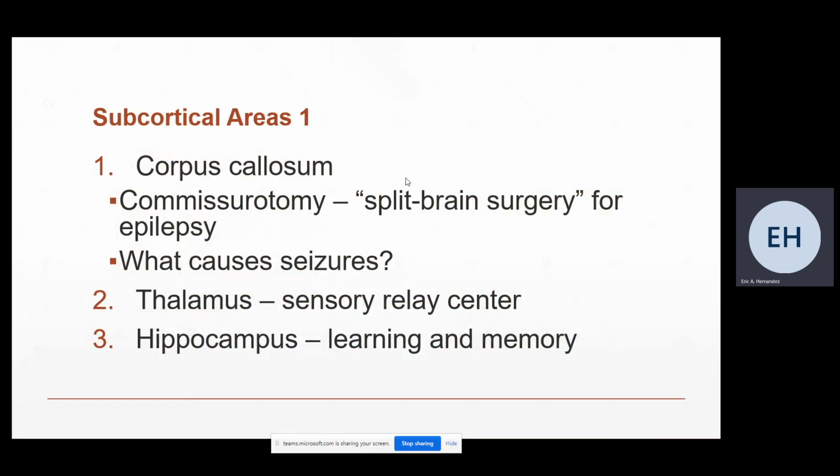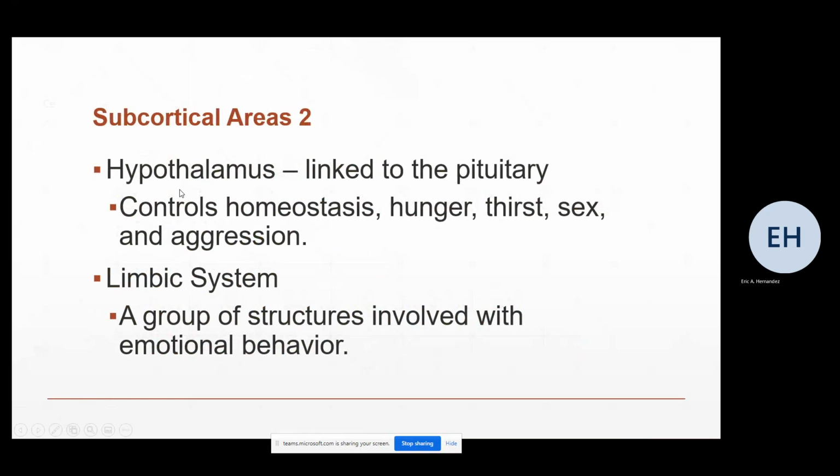Your thalamus is your sensory relay center, so that's kind of what I just want you to be aware of for your thalamus. Your hippocampus is responsible for learning and memory. I remember that because you come to campus to learn, hopefully not just memorize, but learn. Your hypothalamus, like I mentioned a minute ago, is linked to your pituitary gland. So these are things that affect your hormones and maintain homeostasis. These are things like your drives for hunger, thirst, sex, and aggression. Your limbic system, we'll talk about. I don't think I have another slide for your limbic system. You want to be aware of your amygdala.